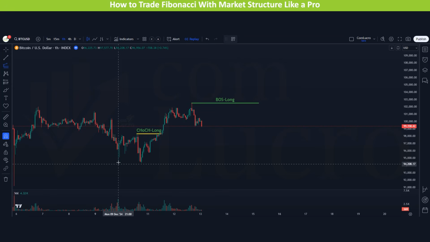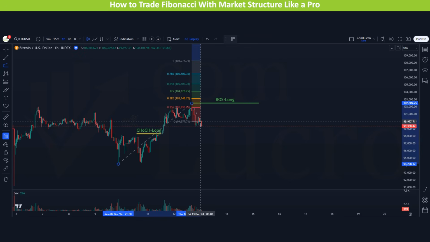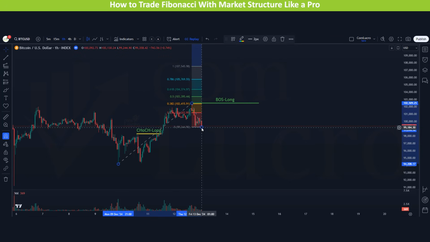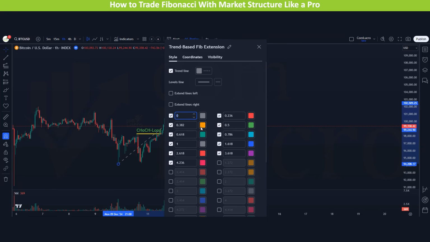To do it, select the Fibonacci extension tool and mark 3 points: the start of the move, the end of the move, and the end of the retracement. For bullish trends, go from the low to the high. For bearish trends, simply reverse it.